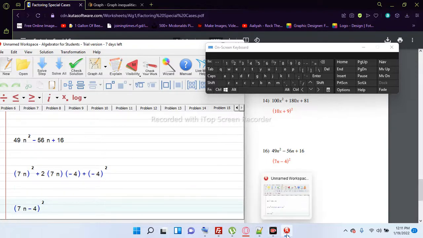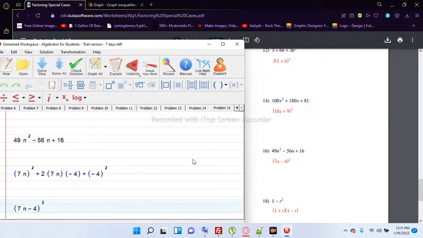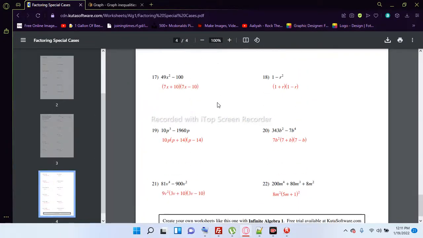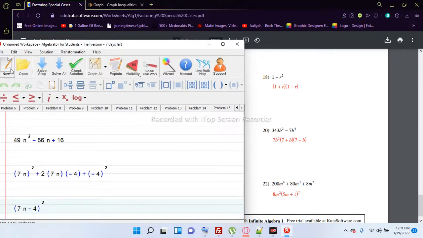More power to the guy with the big brain who likes to do all the math problems. That's what I say. So 7n minus 4 to the second power, and you're seeing the answers come right out of this thing here. Now, moving on: 343b squared minus 7b to the fourth power. And we should get this answer here. So again, you grab your Algebrator, type in new.